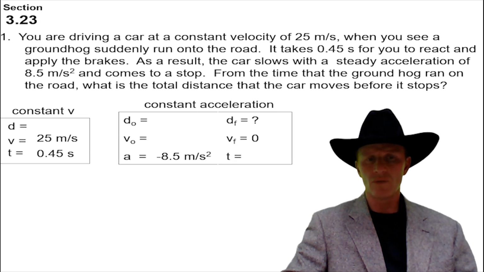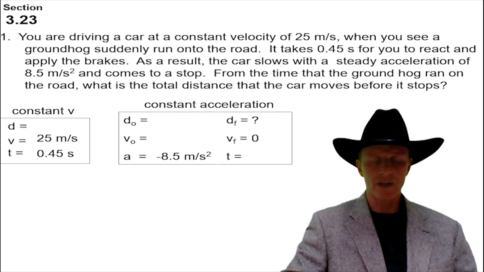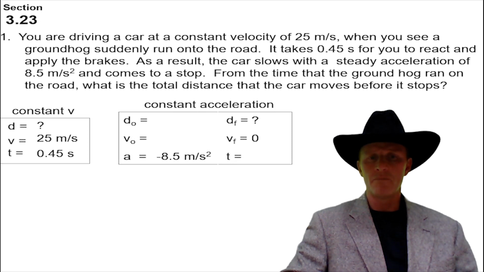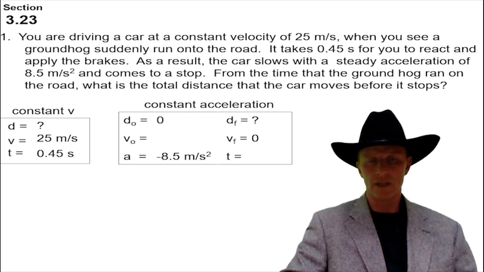So we're looking for total distance. We're looking for DF before it stops in this box. And boy, it seems like we don't have enough data in the big box to solve. We could easily solve for how far the car traveled, moving at a constant velocity. But remember, DO is 0. And the motion is linked, which means the boxes are linked.